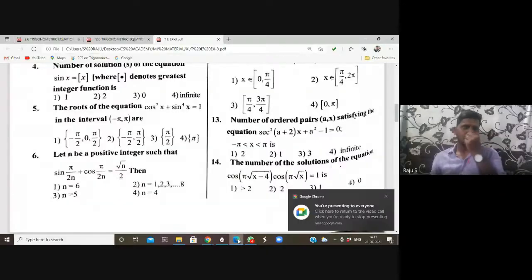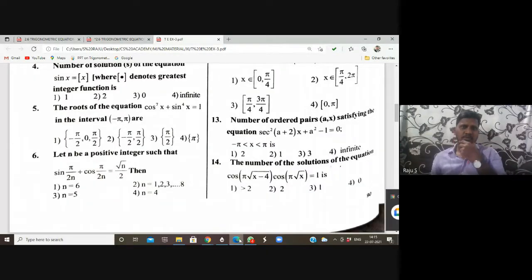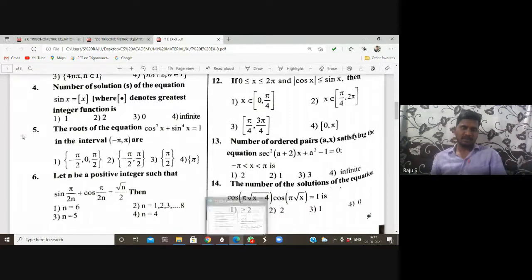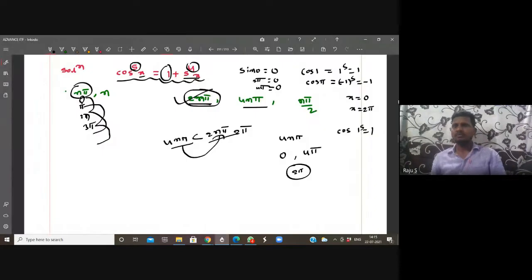The number of solutions of the equation sin x is equal to the greatest integer of x. How many solutions are there for this? Sin x is equal to greatest integer of x.